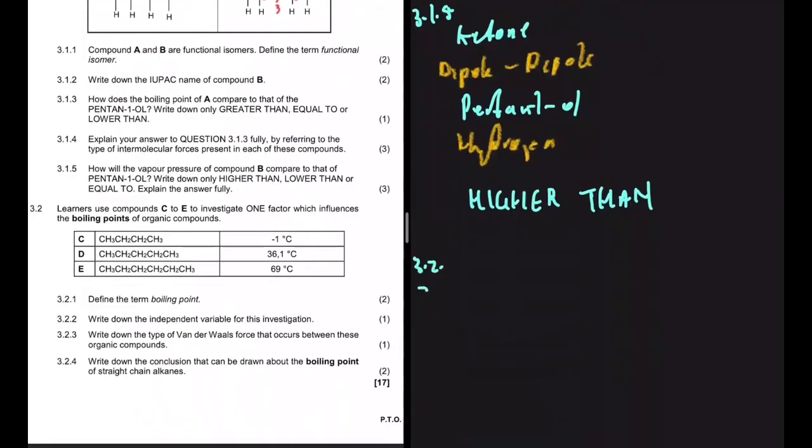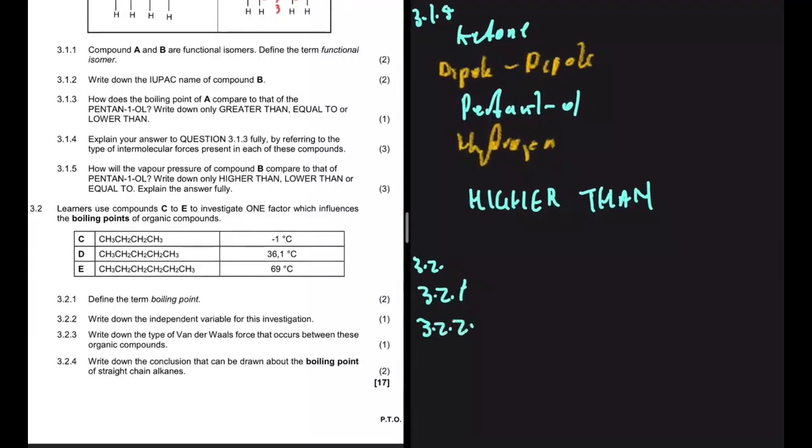3.2.1. Let's define the term boiling point. That is not the temperature at which liquid turns to gas. Please, we no longer use that definition at this level. It is actually the temperature at which the vapor pressure equals the atmospheric pressure. The temperature at which the vapor pressure equals the atmospheric pressure. That is boiling point.